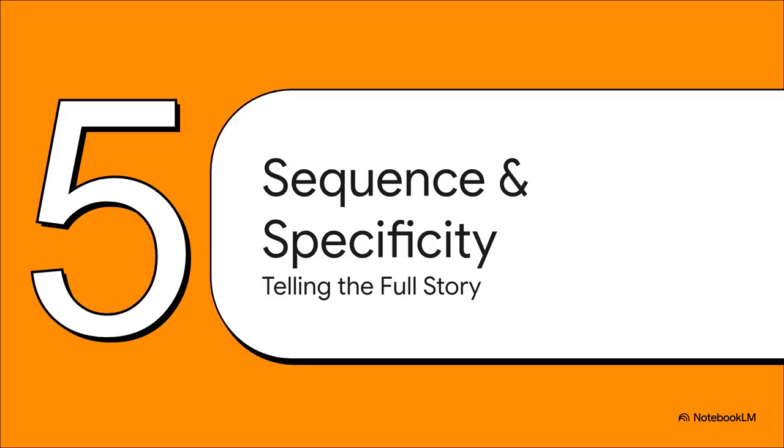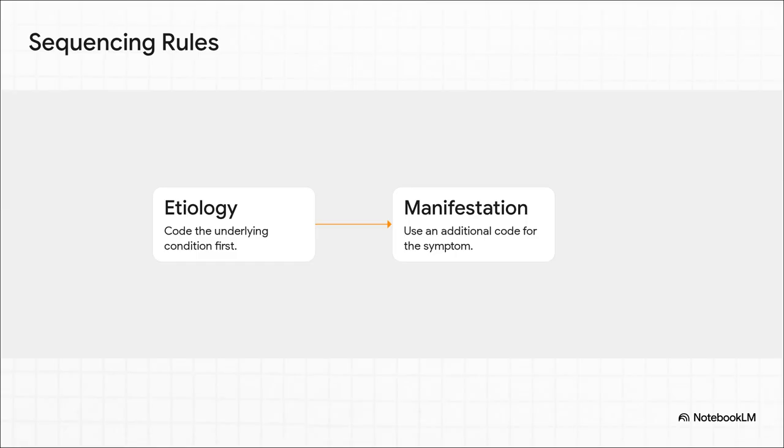Almost at the finish line, Section 5, Sequencing and Specificity. This is where we really look at how we string these codes together to tell a complete, highly specific medical story. Many conditions have an underlying cause, the etiology, and a resulting symptom or condition, the manifestation. The rule for this is strict. Step 1 is to code the underlying etiology first. Step 2 is to use an additional code for the manifestation. Luckily, the tabular list directly guides us through this process with specific code first and use additional code instructions.